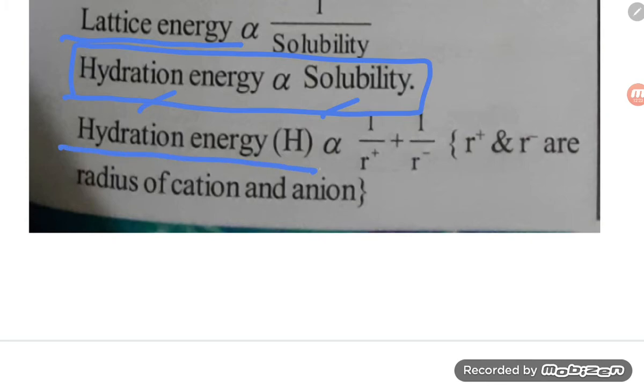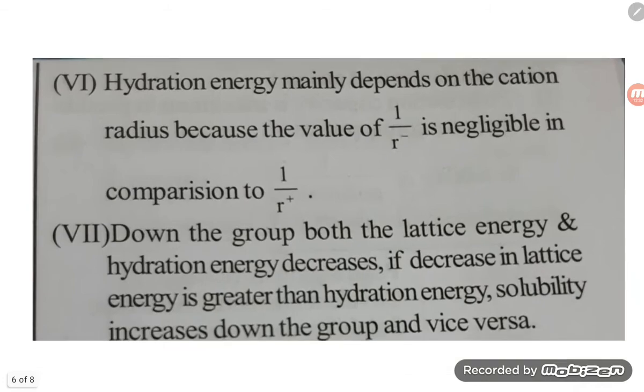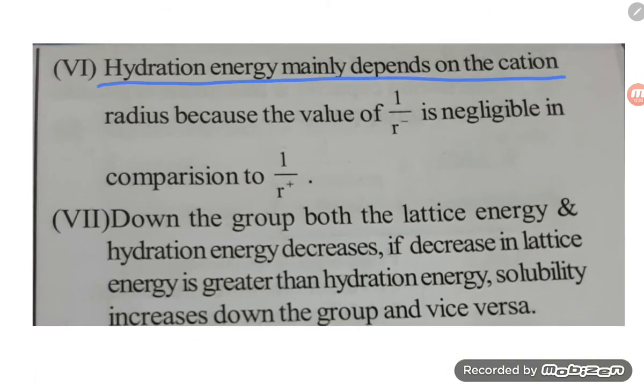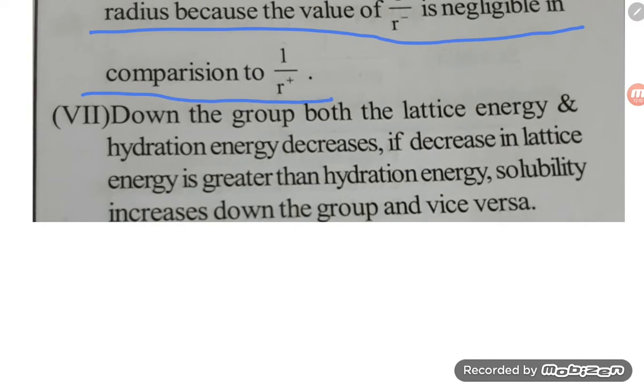Hydration energy is proportional to 1 by R plus plus 1 by R minus, where R plus and R minus are the radius of cation and anion. Hydration energy mainly depends on the cation radius, because the value of 1 by R minus is negligible in comparison to 1 by R plus.